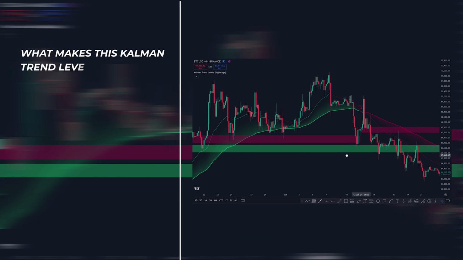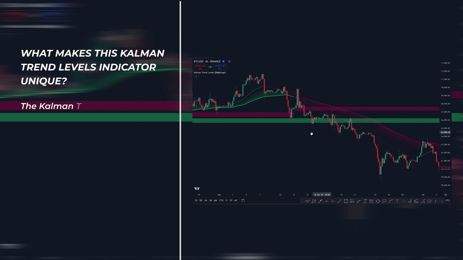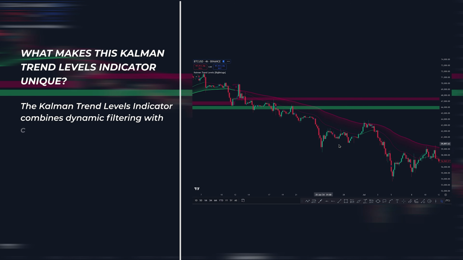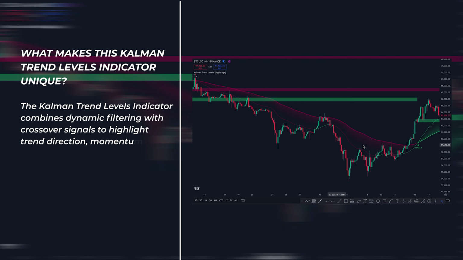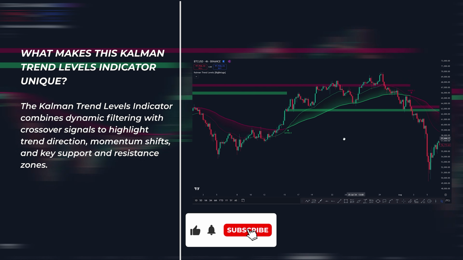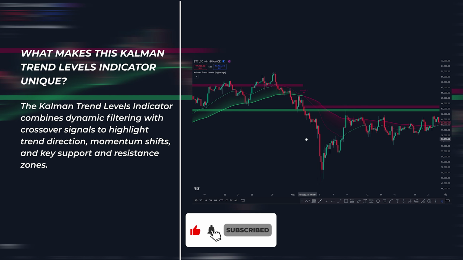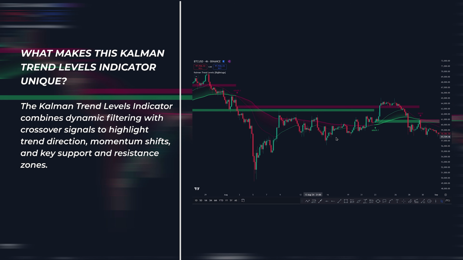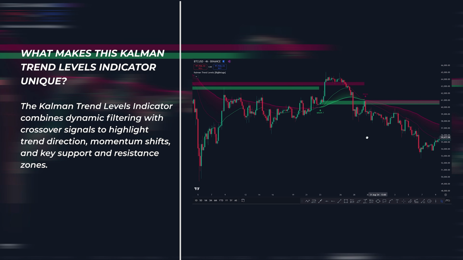What makes this indicator unique? Unlike traditional moving averages, the Kalman Trend Levels indicator combines dynamic filtering with crossover signals to highlight trend direction, momentum shifts, and key support and resistance zones. It simplifies complex market data into actionable insights.